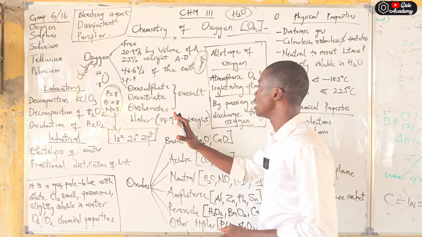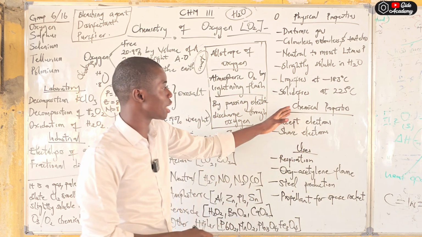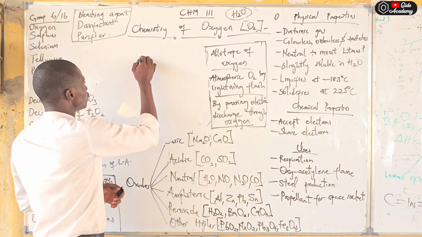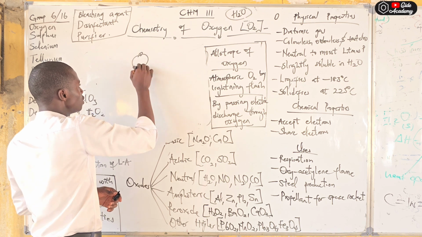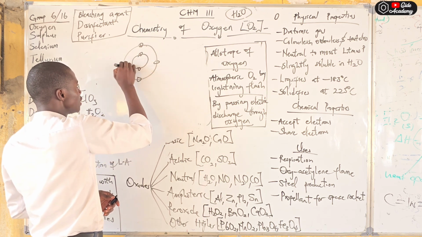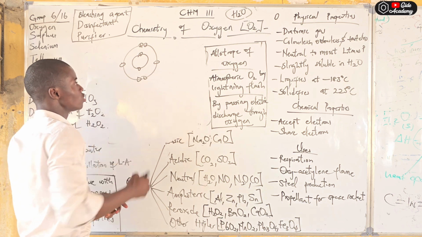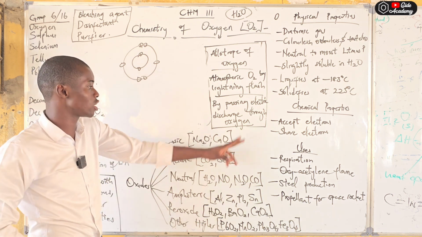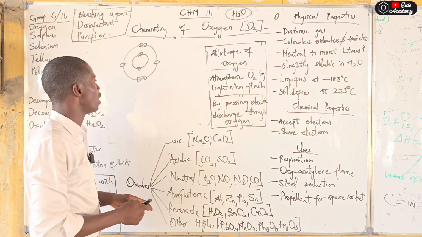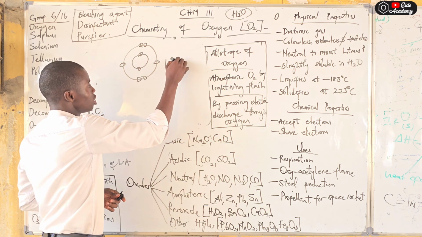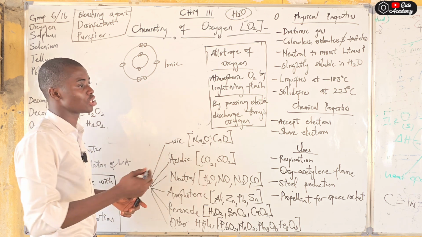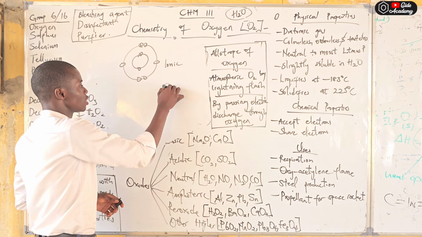Then the next thing I will deal with here is the chemical properties of oxygen. Because of the electronic configuration of oxygen, there is a higher tendency that oxygen can actually accept two electrons to form ionic bonding. Then oxygen can as well share electrons. For example, we have calcium oxide.